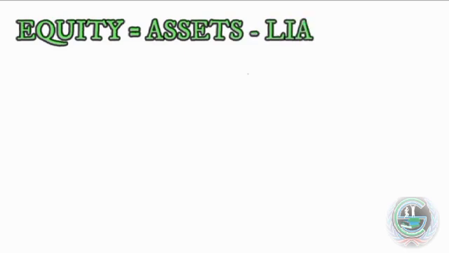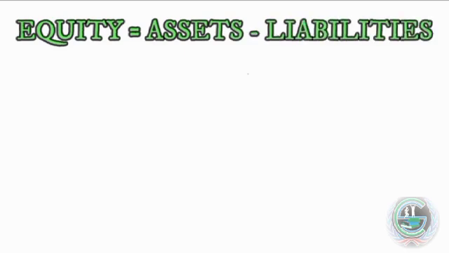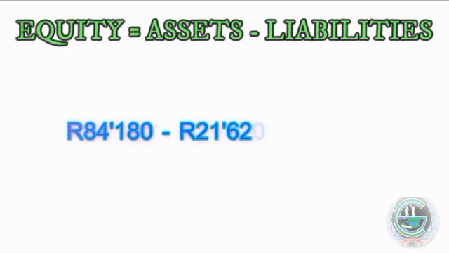Alright, let's find our equity for the year. Equity equals assets minus liabilities. So that means we will take 84,180, our total assets, and we will deduct 21,620 Rand, which is the total liabilities. This will give us a total of 62,560 Rand.